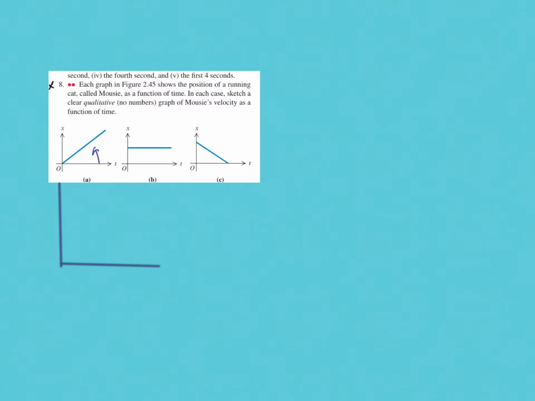The position, delta x, is increasing at constant slope. Delta x divided by delta t is constant because it's the motion of a rectilinear line, which maintains its slope constant. So the graph of velocity versus t must be something like this, v. And what is this value? This value is the value of delta x divided by delta t.